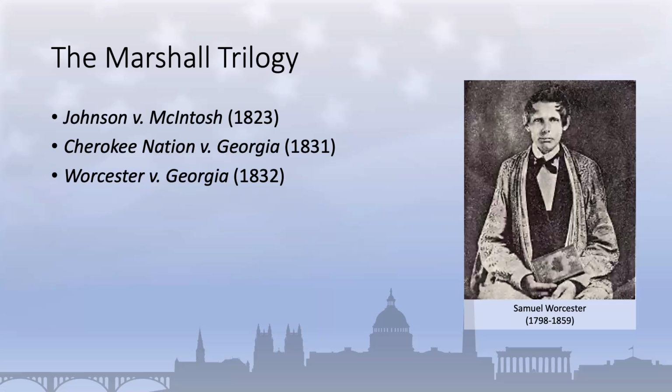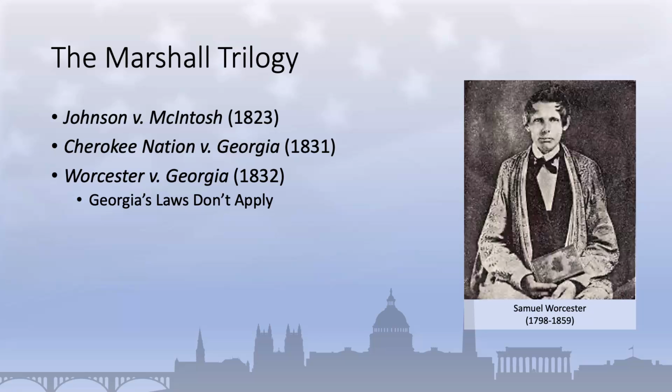He also argued that Georgia's effort to assert jurisdiction over the Cherokee Nation violated the U.S. Constitution and treaties between the federal government and the tribe. In its decision, the Supreme Court held that Georgia's laws did not apply to the Cherokee land and that the federal government had sole authority to regulate relations with Native American tribes.